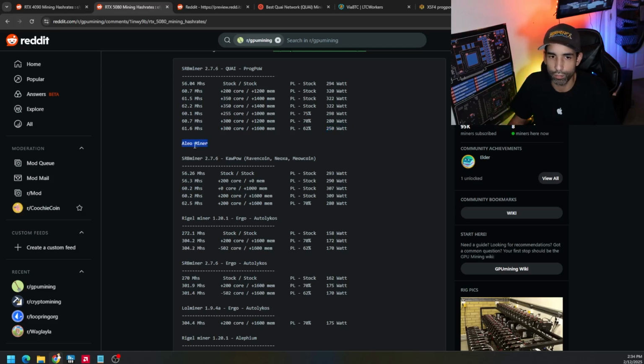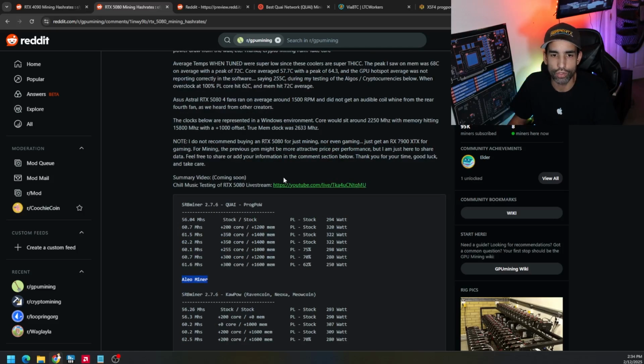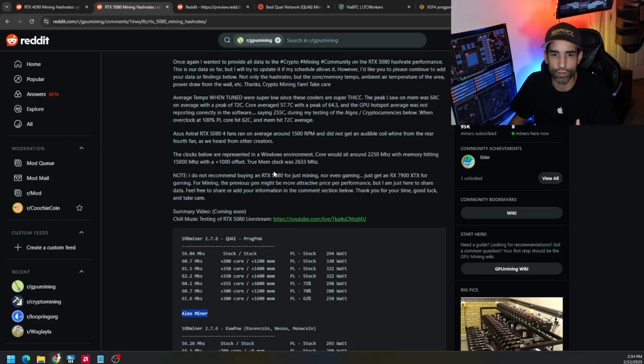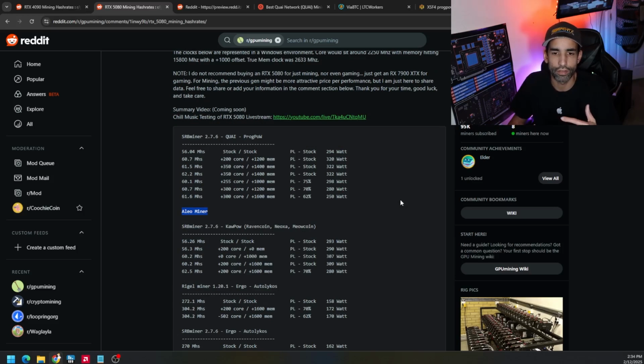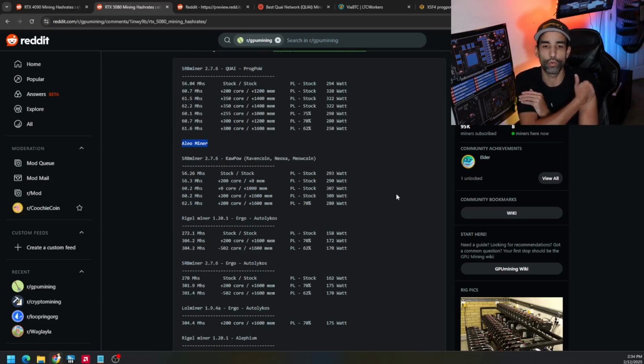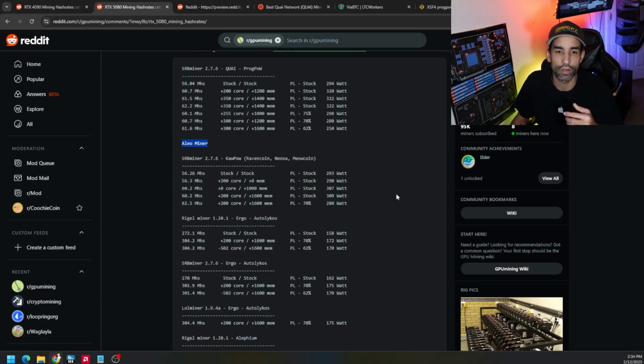Leo miner didn't work. As you can see here, it's blank, like there's nothing there. Also, Warthog didn't work as well. On BzMiner, certain ones didn't initialize. There's some other tokens or algorithms that the card wouldn't initialize on, unfortunately.